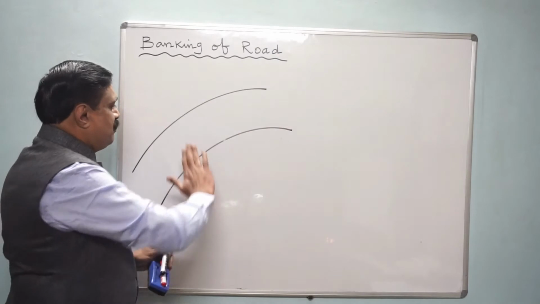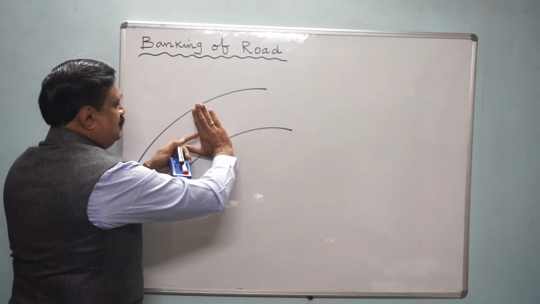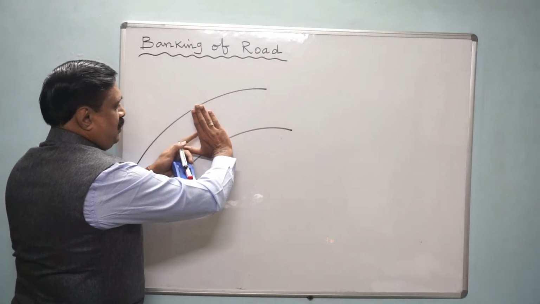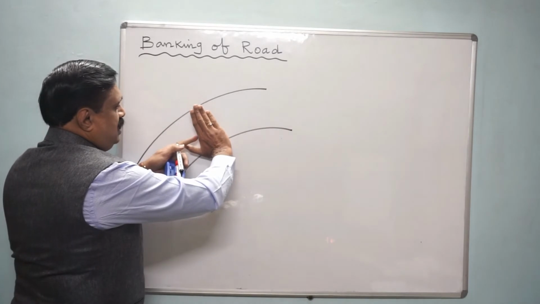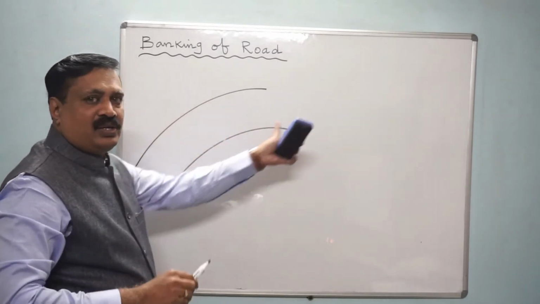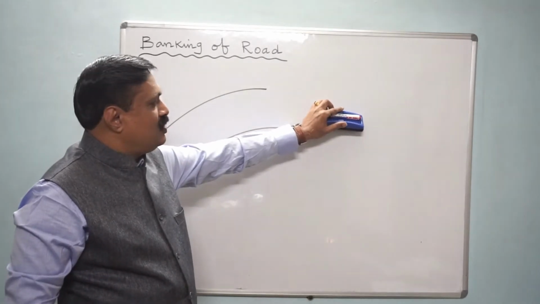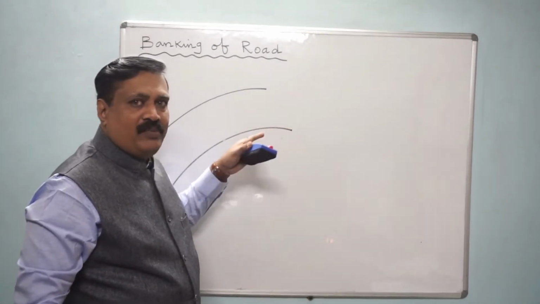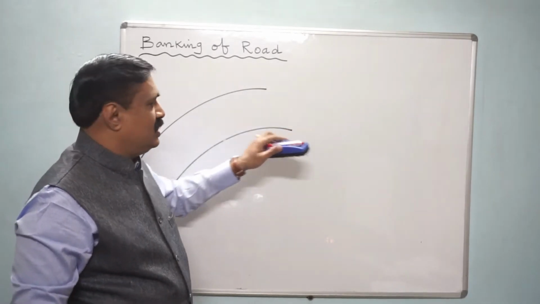Now this is the normal road. Now this is the elevation. This is the angle of banking. This is a banked road. Now I will draw the diagram. Carefully watch the diagram. In the exam, if you draw the way I am drawing, you will not get any confusion, and you can easily draw it.